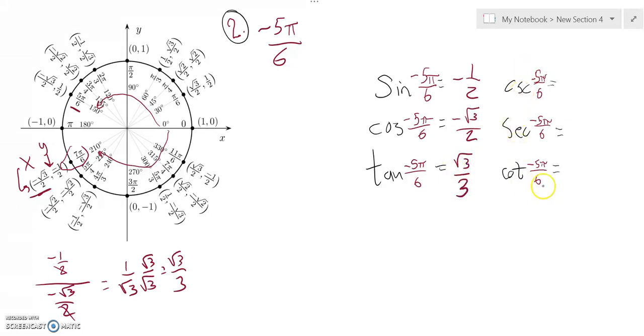Then these are all reciprocals. So if I take reciprocal sine, negative 1 half, that gives me negative 2 for cosecant. If I flip cosine, that would be negative 2 over root 3. Can't leave that root 3 in the denominator, so I'll multiply by that version of 1. Negative 2 root 3 over 3.